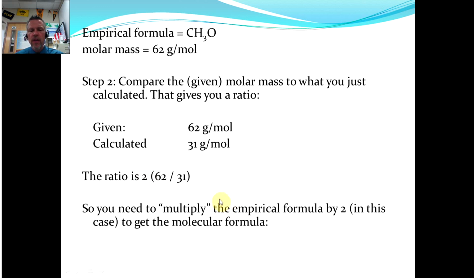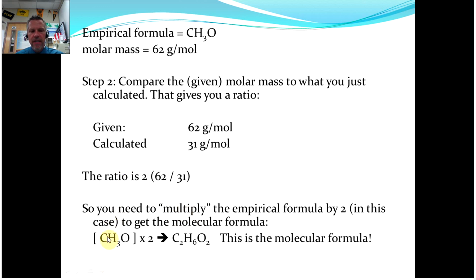Then we're going to multiply the empirical formula by our ratio, 2, to get the molecular formula. So we take our CH3O, that's our empirical formula, and we effectively multiply it by 2. So we distribute this 2 across. We have C2H6O2. This is the molecular formula for the compound.